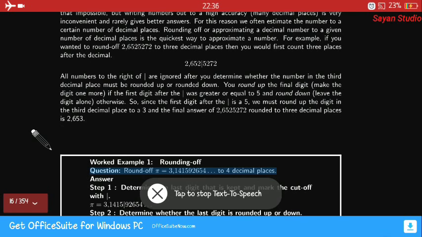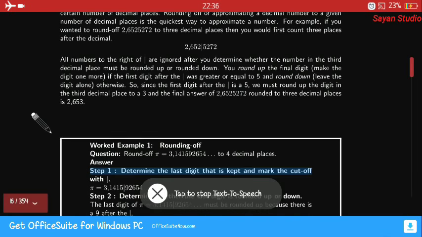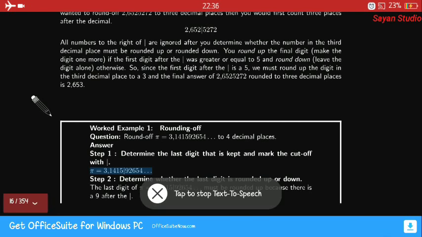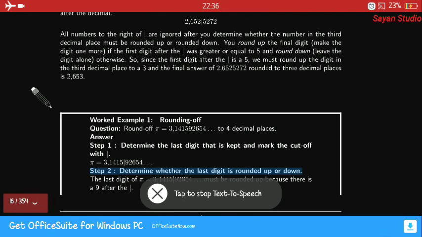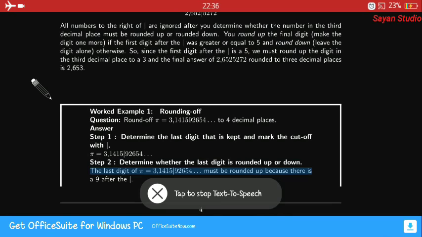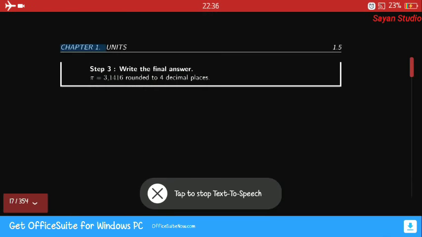Question: round off pi equals 3.141592654 to 4 decimal places. Answer. Step 1. Determine the last digit that is kept and mark the cutoff: pi equals 3.1415|92654. Step 2. Determine whether the last digit is rounded up or down. The last digit of 3.1415 must be rounded up because there is a 9 after the cutoff. Step 3. Write the final answer. Pi equals 3.1416 rounded to 4 decimal places.